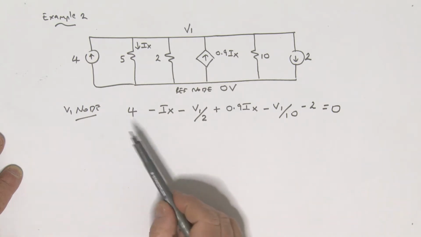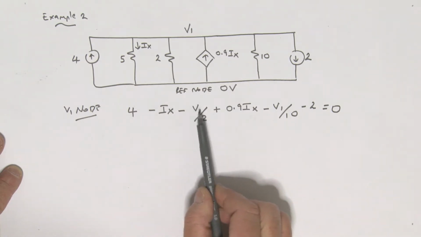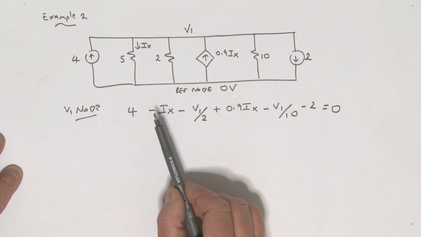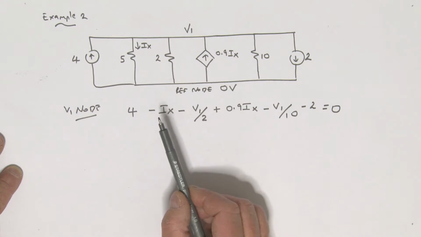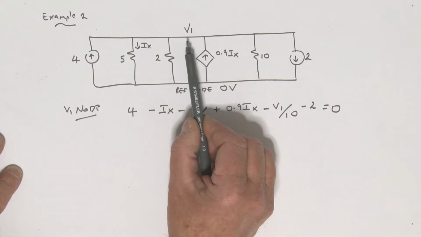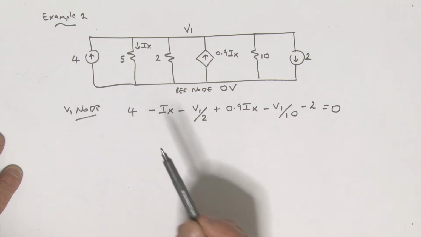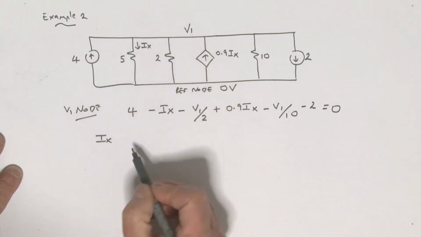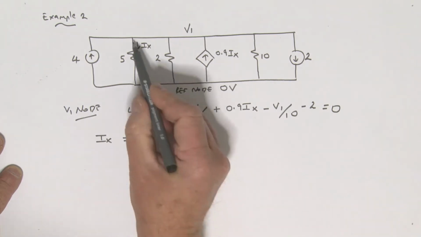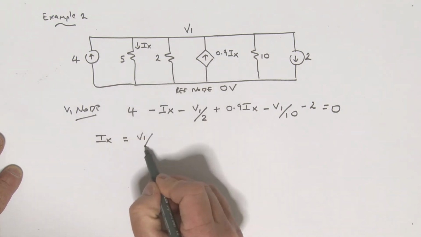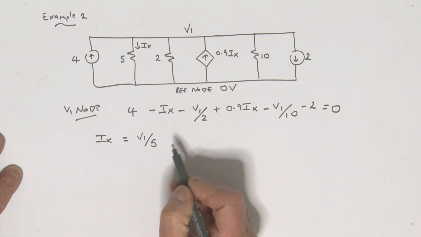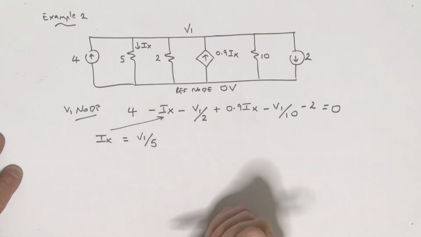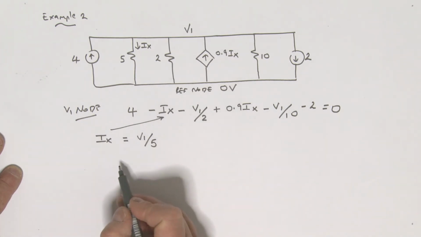So in this particular problem, we have V1 as the unknown, and we also have IX as an unknown. Well, can I write IX in terms of V1? Yeah, I can. That current IX, defined in that direction, is simply equal to V1 divided by that 5 ohms. Then I can put this into the above equation. I only have one unknown at that point. So let's go ahead and do that.